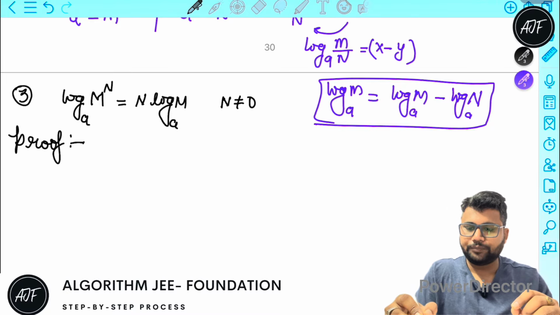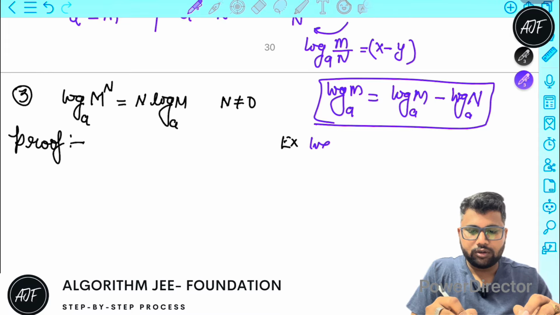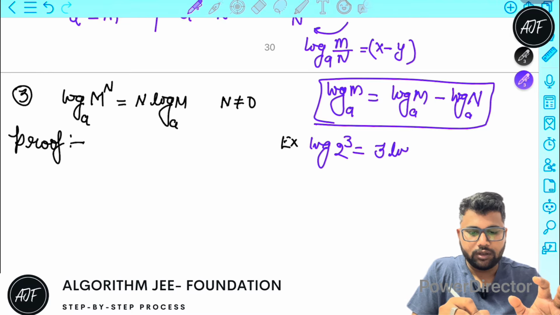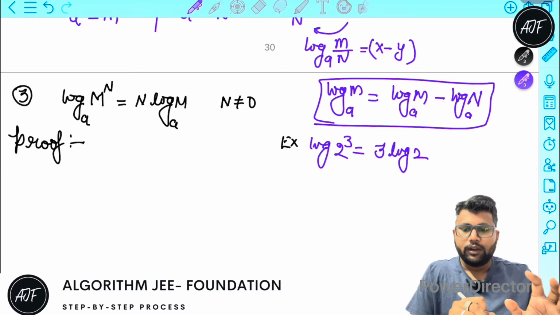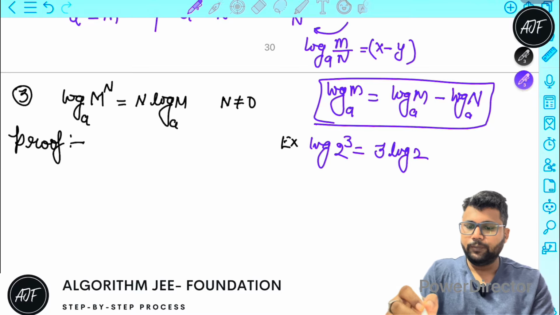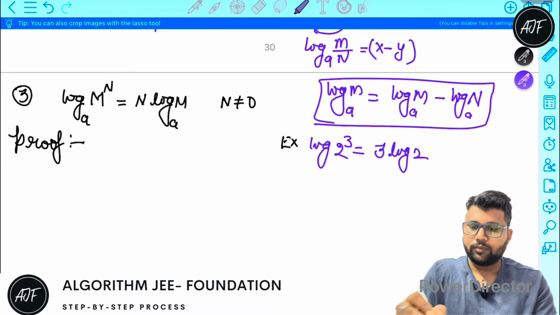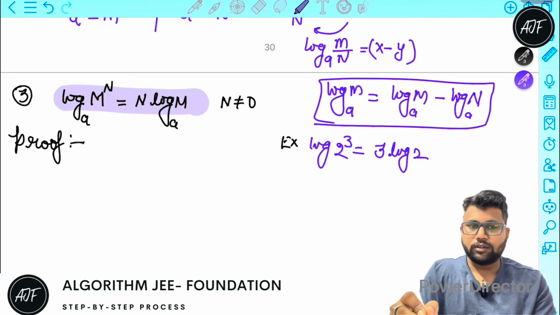For example, suppose log 2 base 3 is given. Then the power directly shifts to the coefficient. Now the proof of this property: in log m power n, the n is directly replaced as a coefficient.